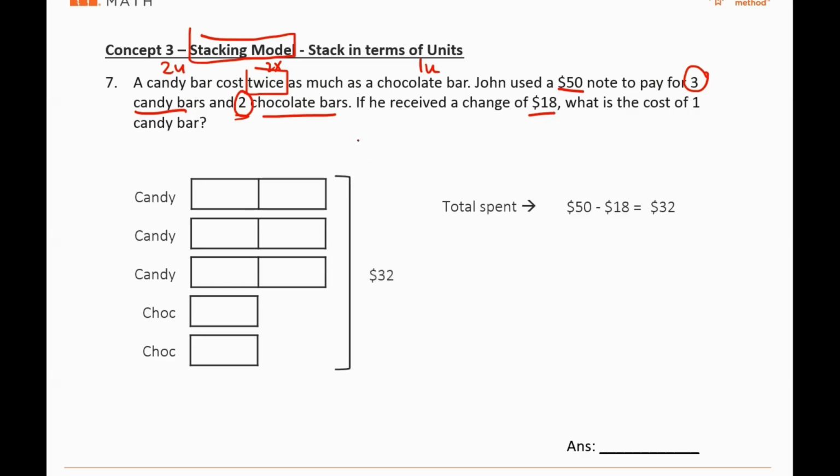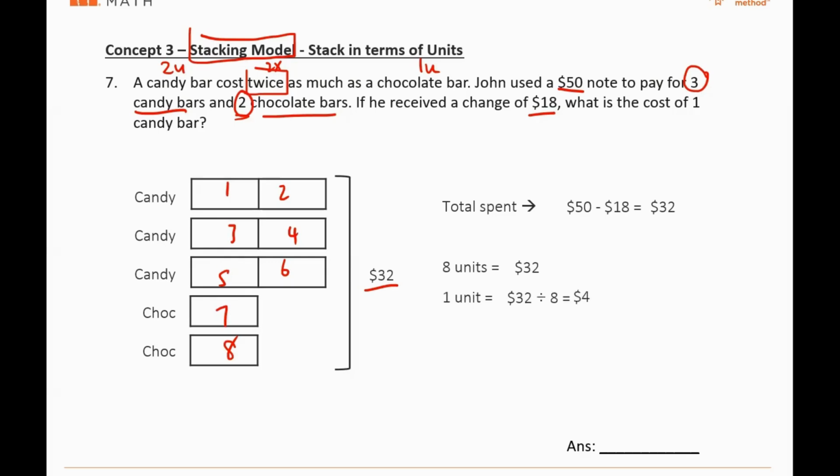So now we have completed our stacking model. So this $32 is equal to 1, 2, 3, 4, 5, 6, 7, 8 units. So we will write down 8 units equals to $32. We always need to find 1 unit. You take $32 divided by 8 gives us $4.